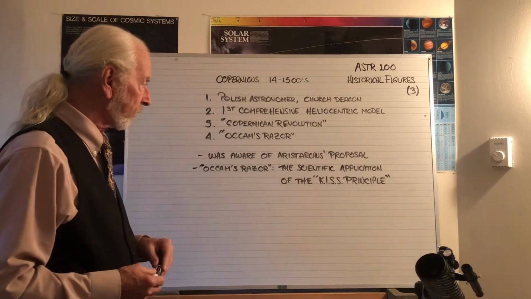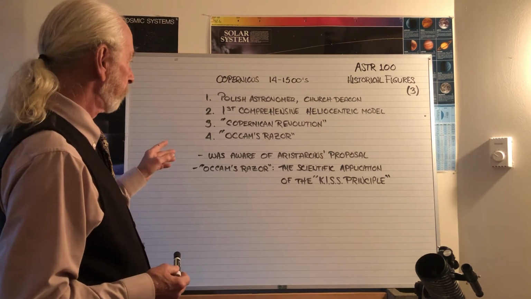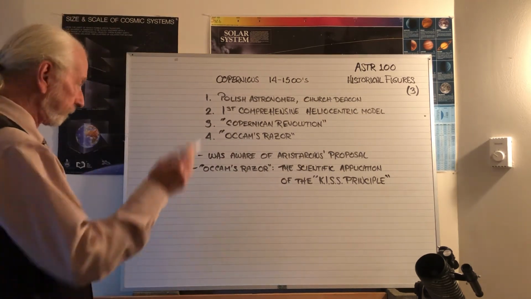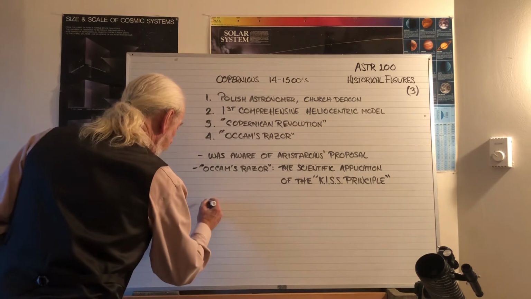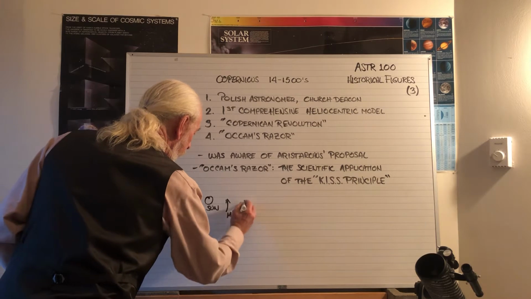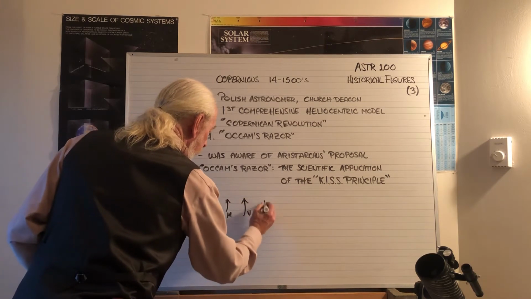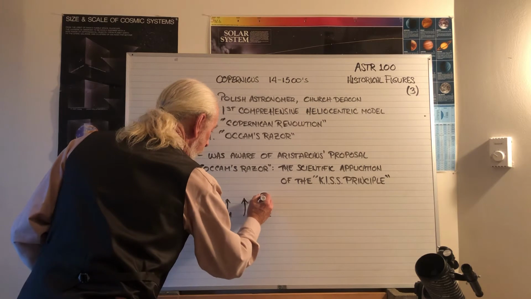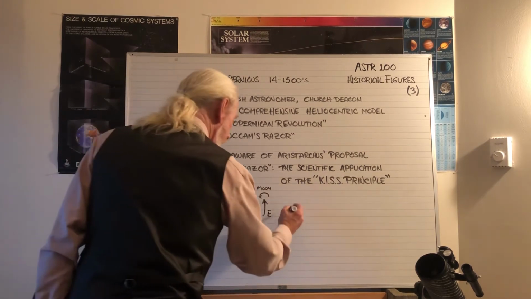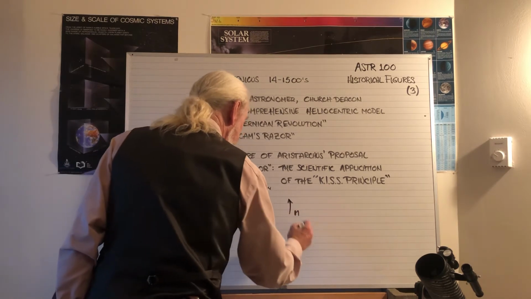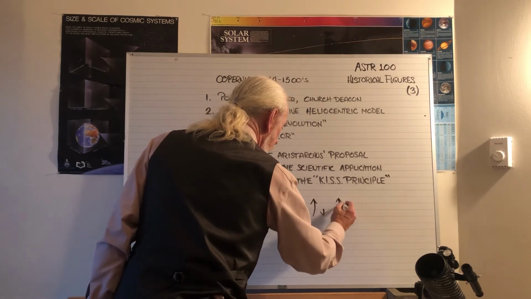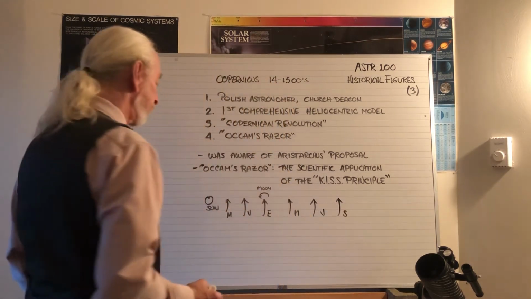So Ockham's Razor, the scientific application of the KISS principle, and Copernicus comes up with a model like so. Sun, Mercury, Venus, Earth, and yeah, the moon does go around the Earth, that's true. Mars, Jupiter, Saturn. Now, why did I stop there?